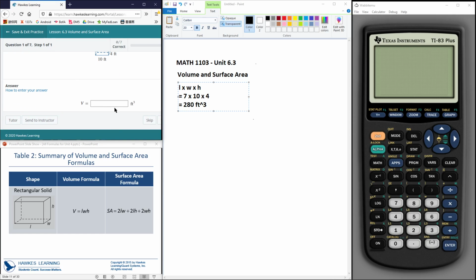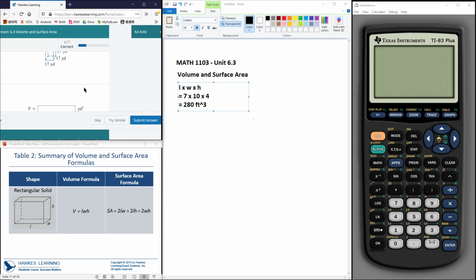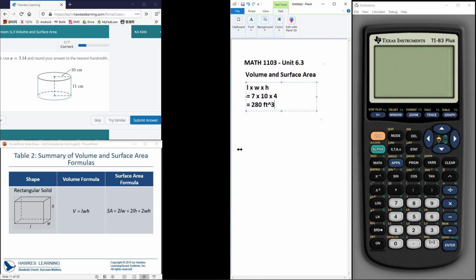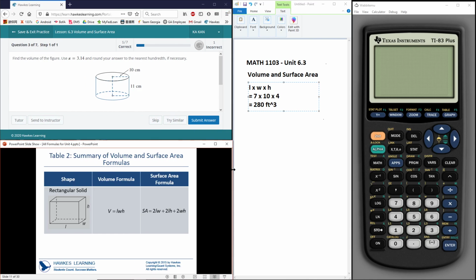Let me type this in. Pretty easy, right? I know it'll go a bit weird, but it's correct. Now, the next problem is the same thing. It's a rectangular solid. This one is a little crazy. Let me make it a little bigger.